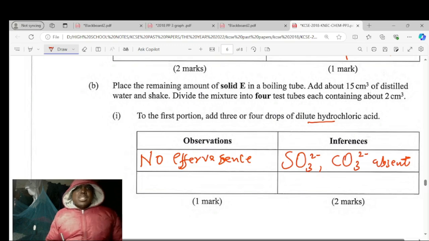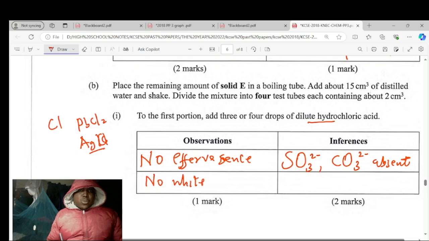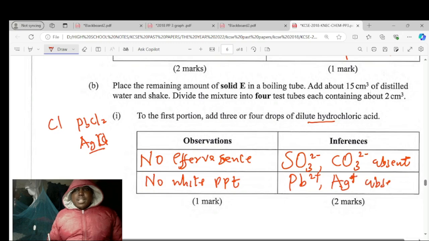And then another thing we expect is that HCl, chloride ikiingia, ikutane na lead, itatengeneza white precipitate, lead chloride. Ikikutana na silver, itengeneza silver chloride, which is a white precipitate. But now there was no white precipitate, no white PPT. So if there's no white PPT, it means that lead, silver, H2 positive is absent. So these ones are absent.